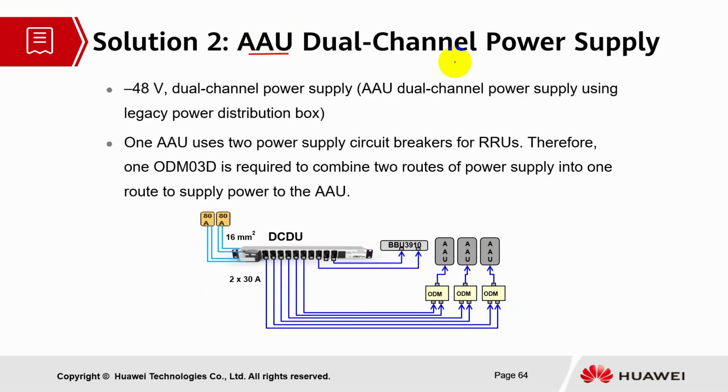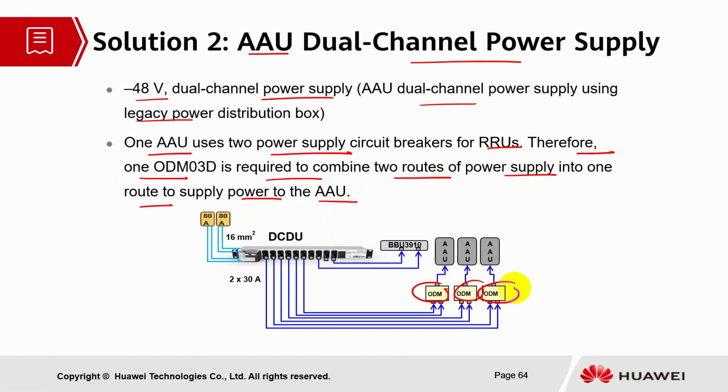Solution 2, AAU dual channel power supply. So minus 48 volts, dual channel power supply, AAU dual channel power supply using a legacy power distribution box. So one AAU uses 2 power supply circuit breakers for RRUs. Therefore, one ODM 03D module is required to combine 2 routes of power supply into one route to supply power to the AAUs. So that's why we have the ODM. The ODM is basically used to combine the routes of power supply into one route to power up the AAU. So the power is received from the DCDU module. At the same time, the DCDU will also provide power to the BBU. Circuit breaker is 80 ampere.